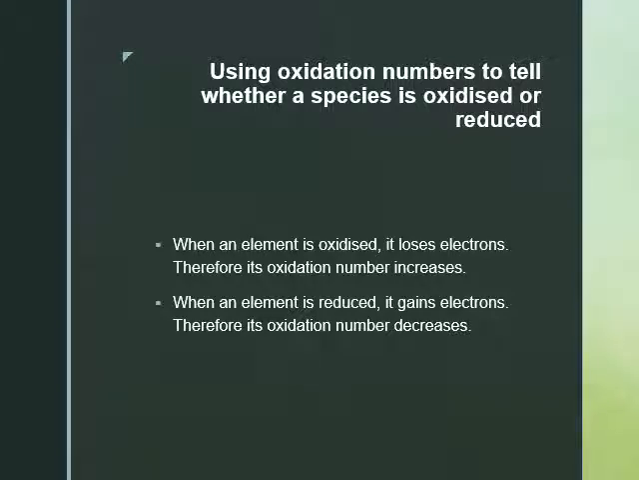So how can we use oxidation numbers or oxidation states to tell us whether a species is oxidized or reduced? Well, as you remember, loss of electron is oxidation, gain of electron is reduction. So if you lose an electron, the oxidation state increases. So if the oxidation number or oxidation state increases, therefore it's an oxidation. For reduction, the oxidation state is reduced.